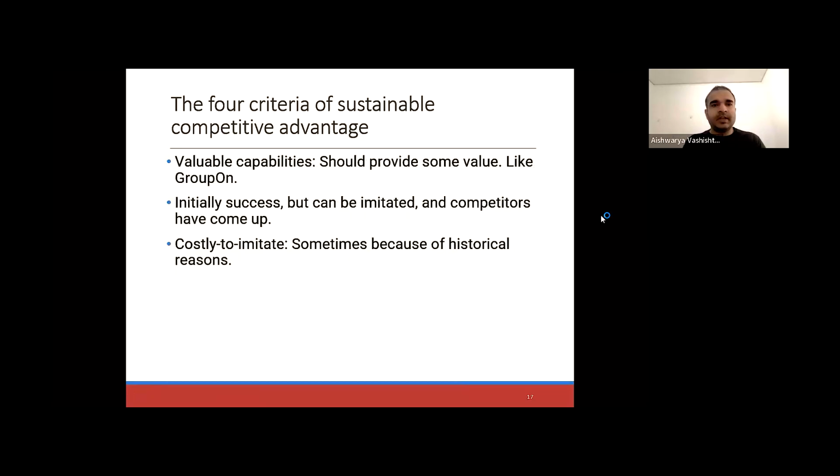Then, the four criteria of sustainable competitive advantage. So when a new product is made, but if it's easily imitable, then it will provide you a competitive advantage for a very short period of time, like Groupon, right? It gave initial success, but it can be imitated. So competitors have come up.